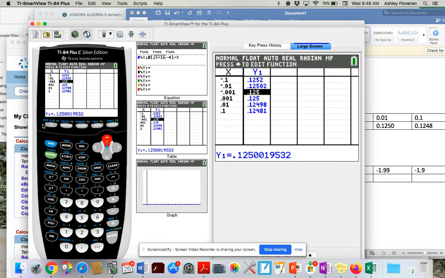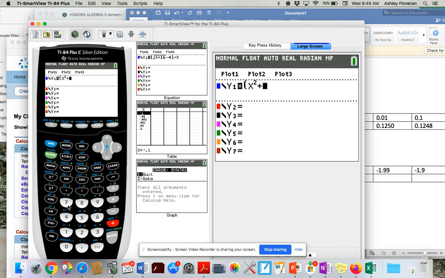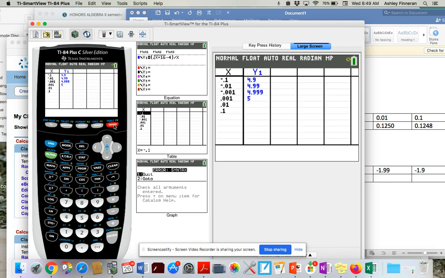So I'm going to start by changing my equation. So I'm going to clear that one. And I have x squared plus 7x plus 10. And I have parentheses around the entire numerator. And then divided by x plus 2. And then I'm going to take a look at the table for this. I need to change my values.